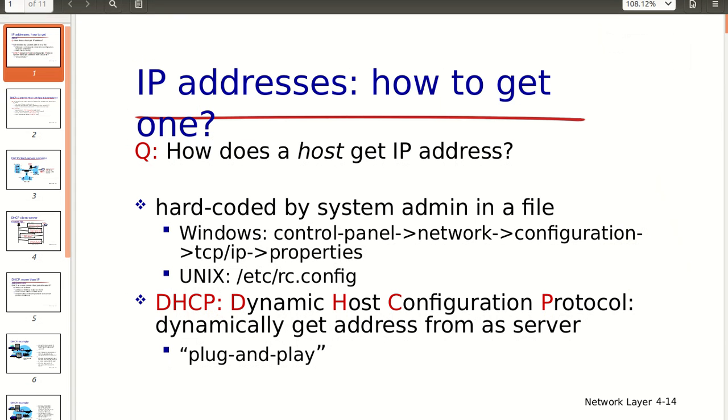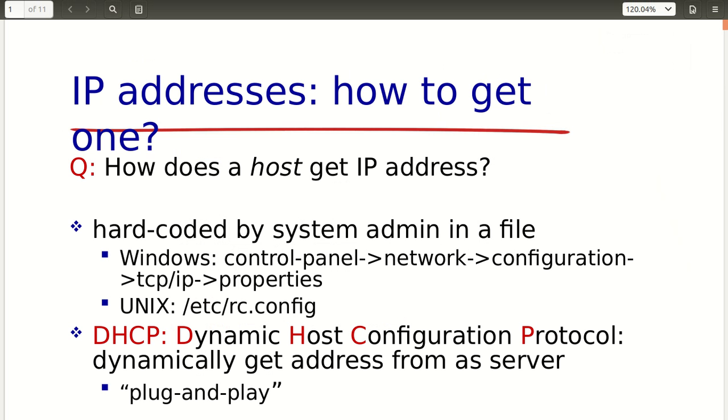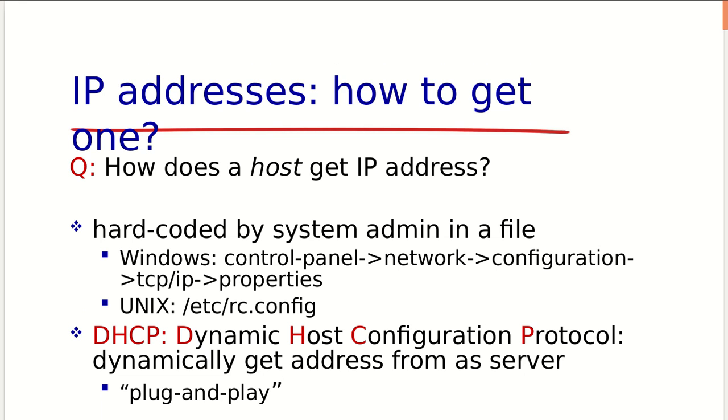Okay guys, so welcome back to CS307 Computer Networks. We are discussing section 4.4 from chapter number 4. This is the second part of section 4.4.